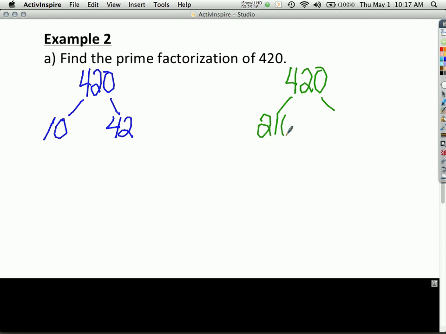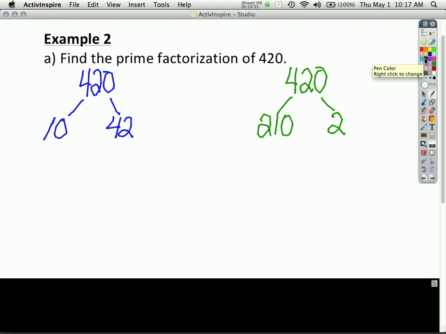210 times 2. Very good. Make sure you copy down the one I assigned you. So now, the goal is to end up with only prime numbers. So now we have to know the difference between prime and composite. Anytime I find a prime number, I'm going to circle it. You are going to circle it as well.